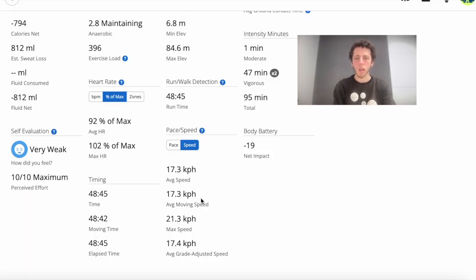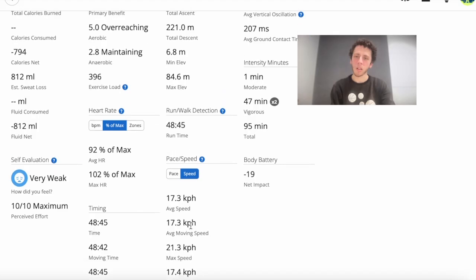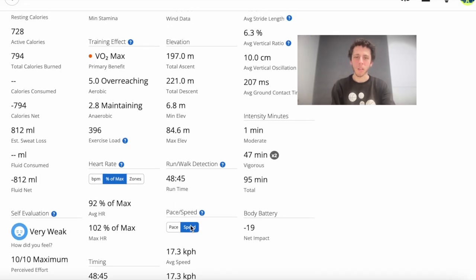It was about 17.3 kilometers per hour, and the max speed, which was 2:49 per kilometer, is equal to 21.3 kilometers per hour. So that is very fast that we got up to, but also very hard.